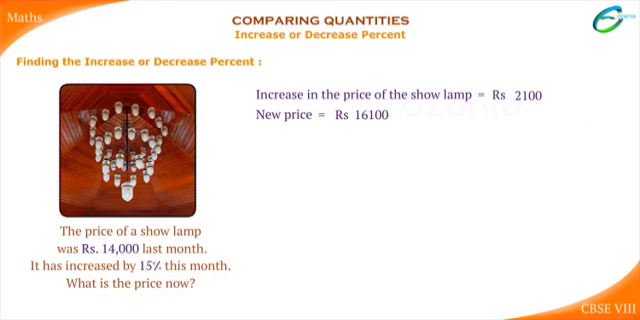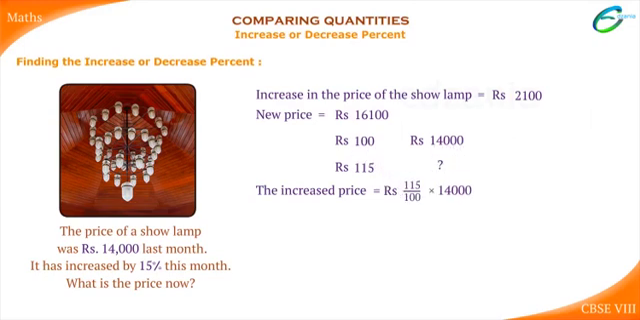We can also use unitary method to solve this. Observe that 15% increase means rupees 100 is increased to rupees 115. Then rupees 14,000 will increase to what amount? So the increased price is given by rupees 115 over 100 multiplied by 14,000, which is equal to 16,100. Therefore, the new price is equal to rupees 16,100.